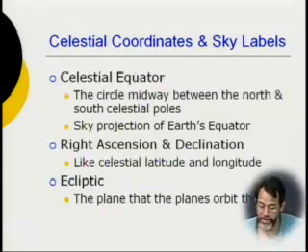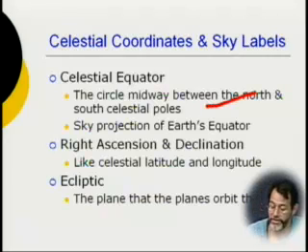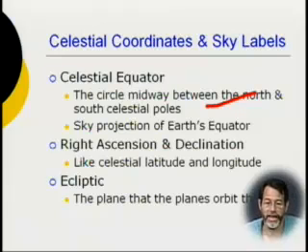So let's see, back to the celestial equator. It is the circle midway between the north and south celestial poles, and it is the projection of the Earth's equator. On the Earth, we use latitude and longitude. So if you look at your GPS, you can find out your latitude and longitude to very accurate coordinates. On the sky, though, since it changes as the Earth rotates, we can't use latitude and longitude, because it's not always the same.